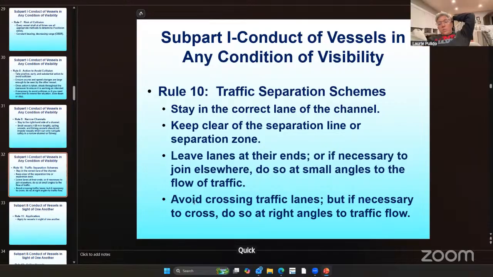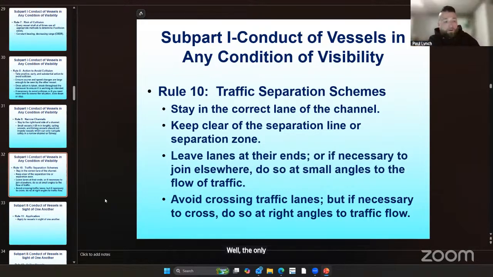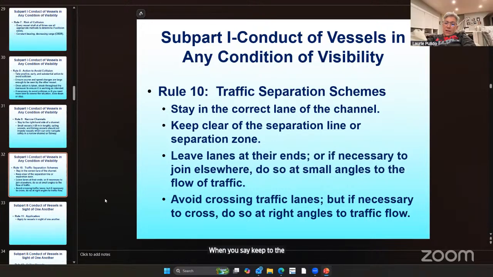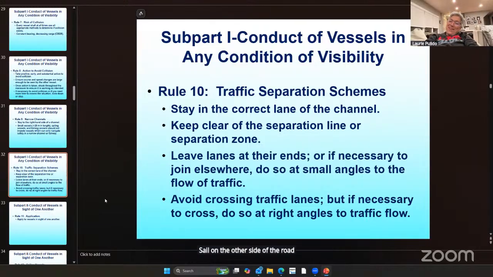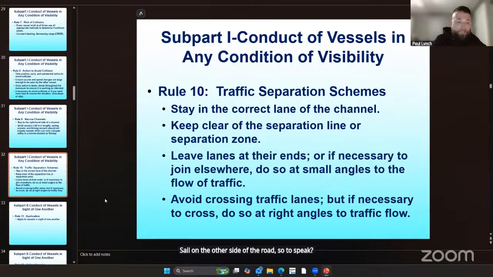Quick question. This might be a stupid question, but the only stupid questions are the ones you don't ask. When you say keep to the right, what if you're in Australia? Because they drive on the other side of the road. Do they sail on the other side of the road, so to speak? Honestly, I don't know. I can look it up.